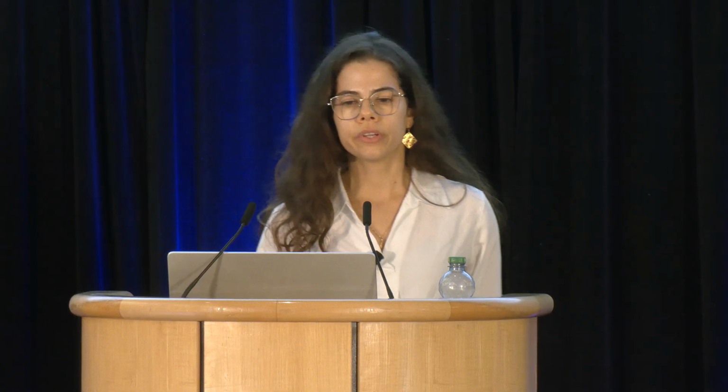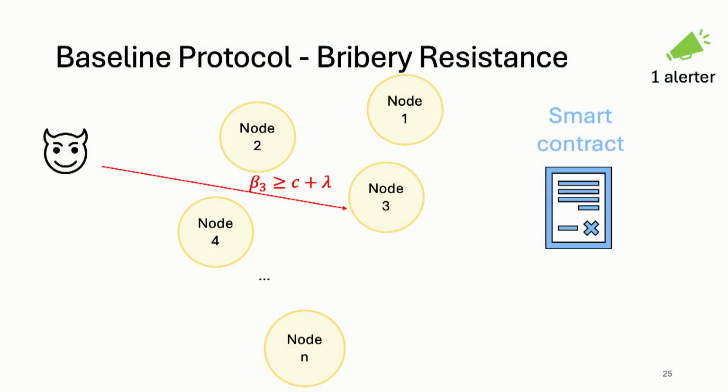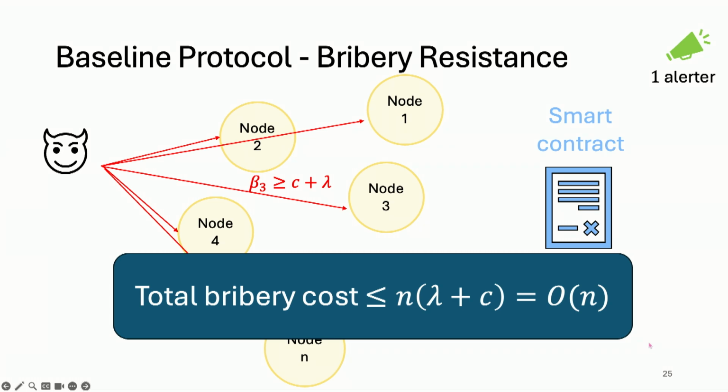But if the adversary goes to node 3 and offers it a bribe that's higher than C, the maximum reward, plus lambda, the penalty that it might lose for deviating. In that case, it is obvious that node 3 is better off not alerting and taking the bribe. And this is true for any node, actually. So if the adversary is willing to pay n times lambda plus C tokens, or an amount that's linear in the number of nodes, then she can block the information from the blockchain. Okay? So this is the maximum that this protocol can handle, but we want to do better.